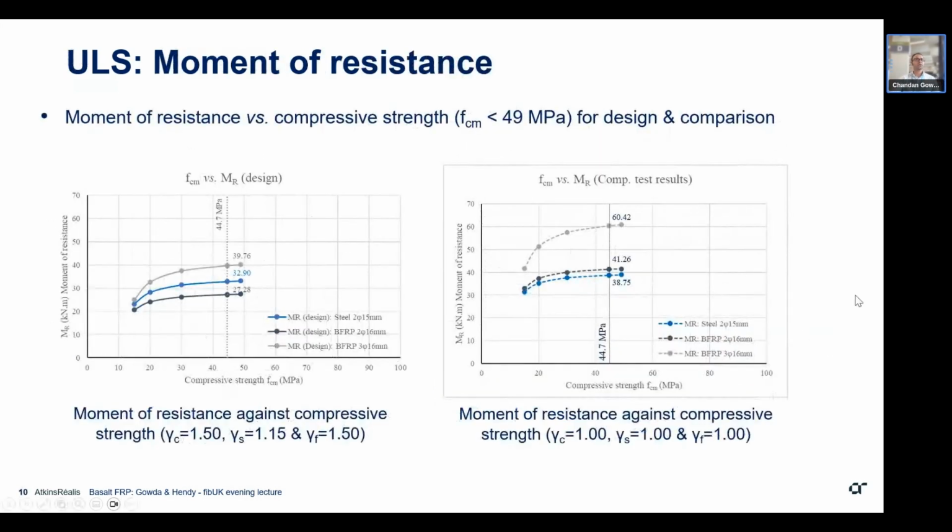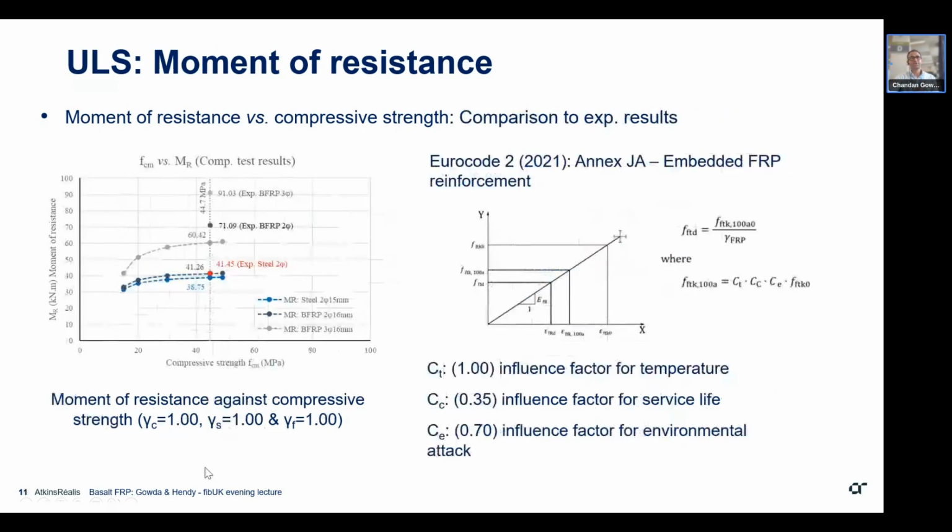Comparing the moment of resistance, the steel reinforced beam has a moment capacity of 32.9 kilonewton meter, whereas in case of the similar equivalent Basalt fiber reinforced beam, which is beam number 2, we have 27 kilonewton meter, whereas the increased reinforcement ratio of BFRP gives us 39 kilonewton meter. This is with the safety factors, whereas if we get rid of the safety factors and compare with respect to the experimental value, the prediction of the code against the experimental value in terms of steel is 41.4 kilonewton meter and 38.75, which is very close.